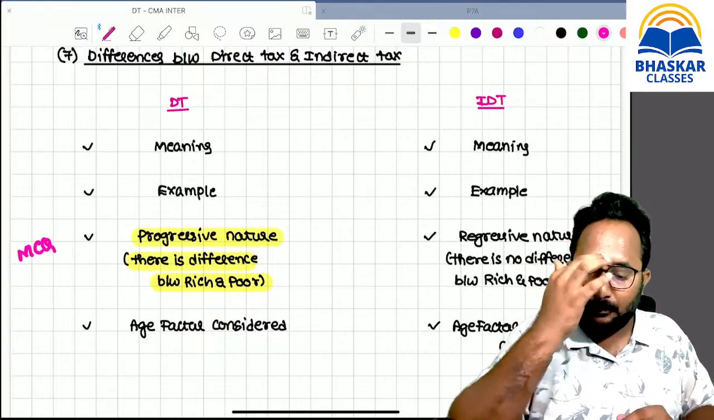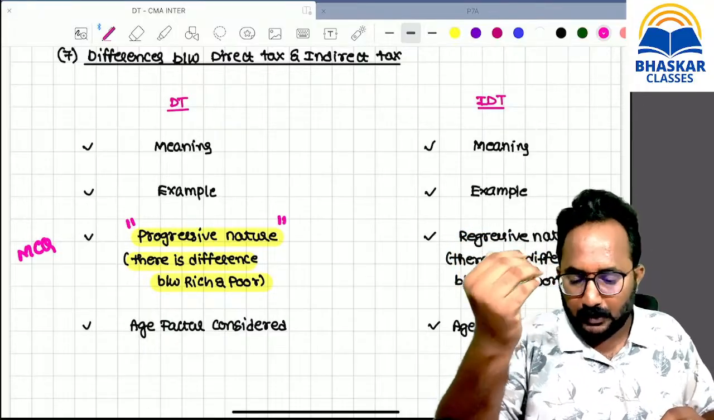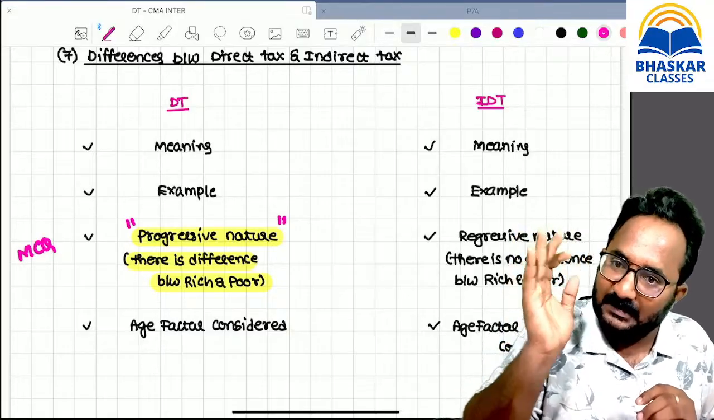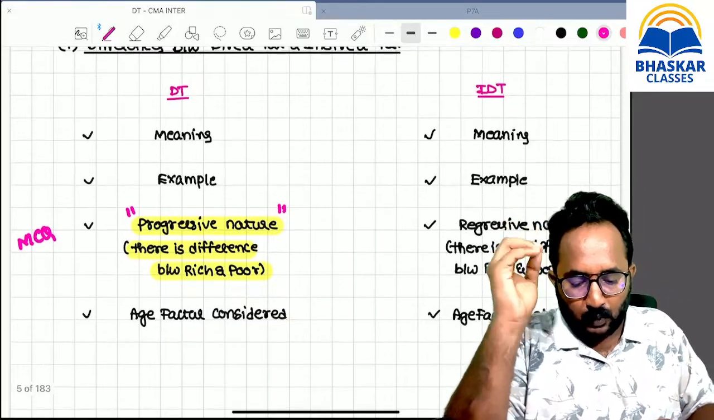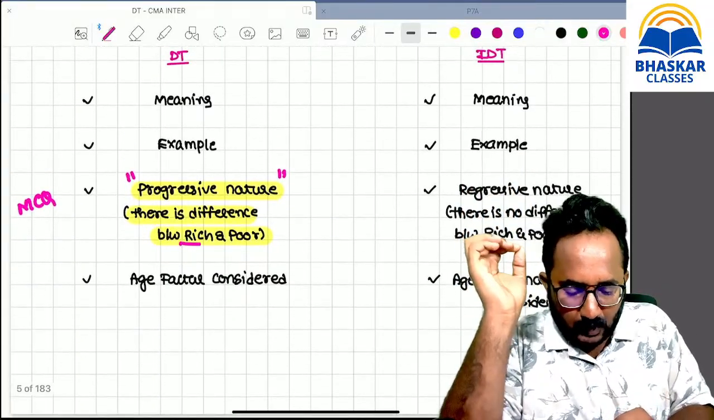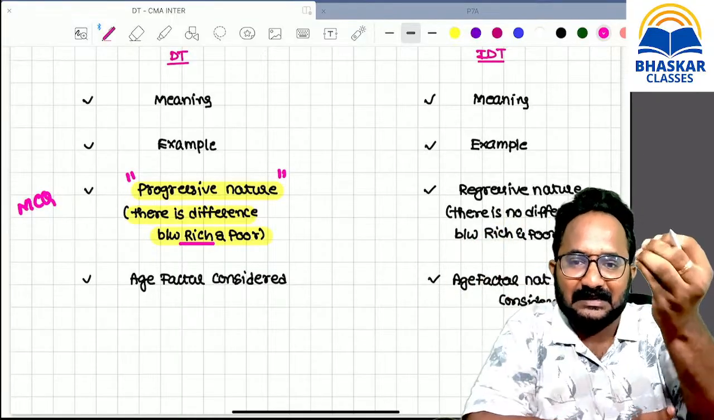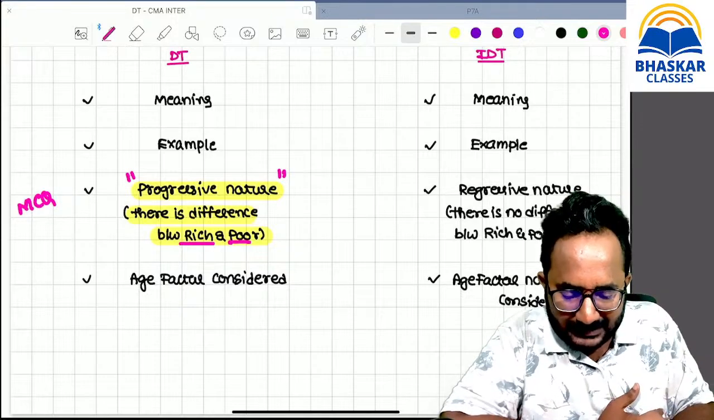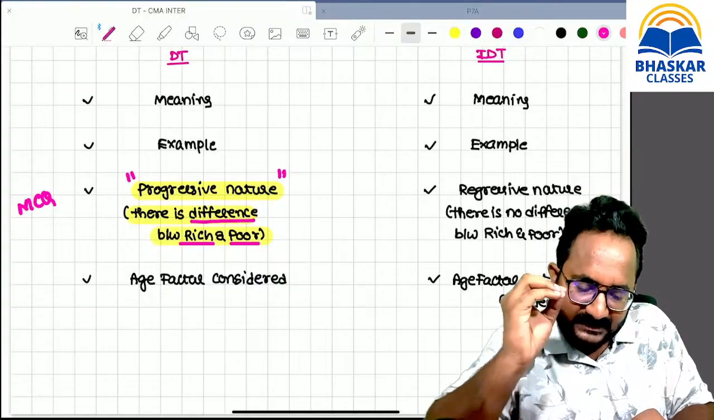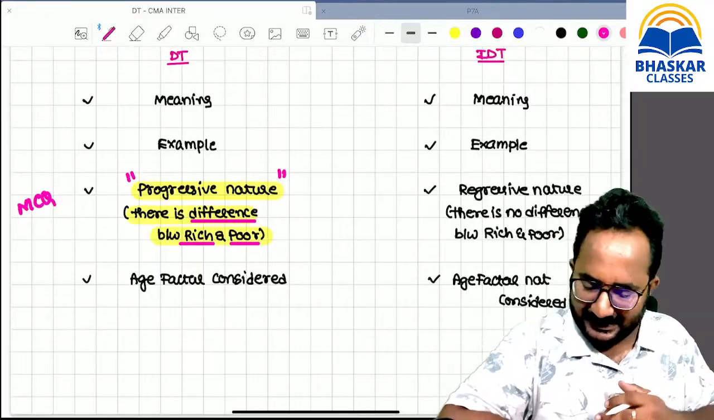Direct tax is of a progressive nature. Yes, I think in your MCQ booklet also you can see this, ma. Direct tax is progressive based. Sir, what do you mean by progressive nature? I will tell you. If you are rich, I want to collect more and more tax from you. If you are poor and you are having just 1 lakh income, I don't want to collect tax from you. So there is a clear differentiation between the rich and the poor. So that's why we can say it is a progressive based nature.